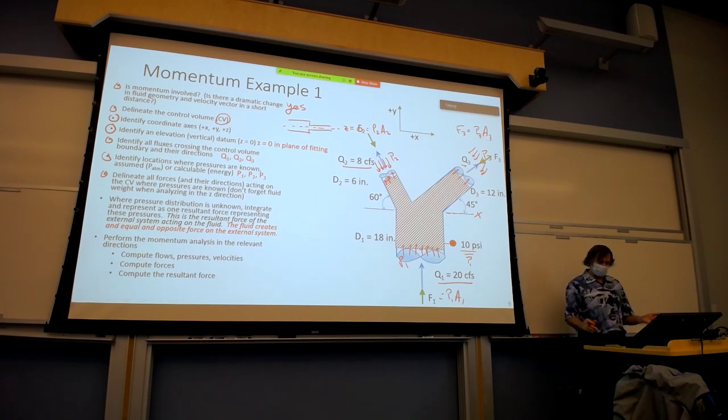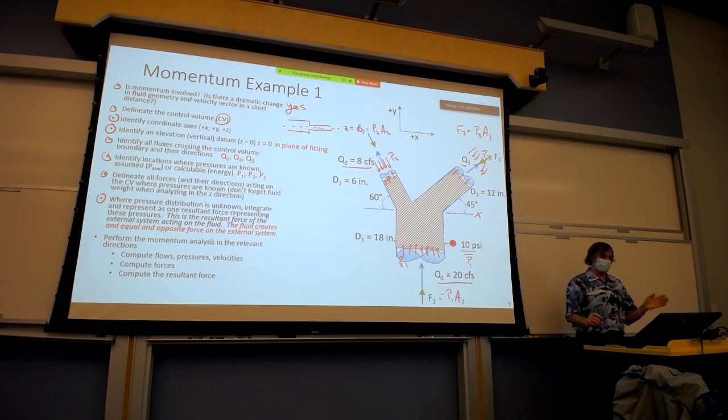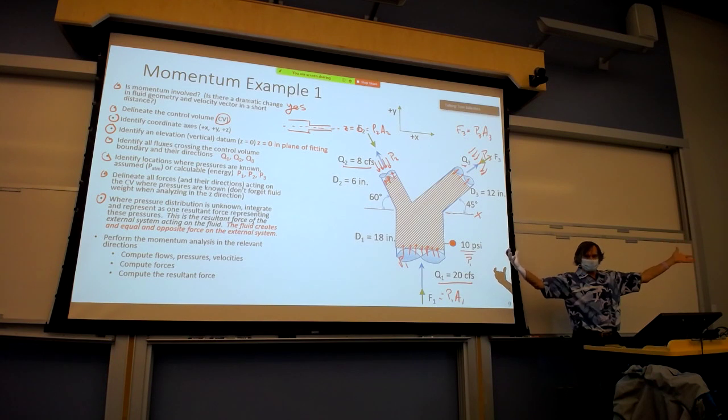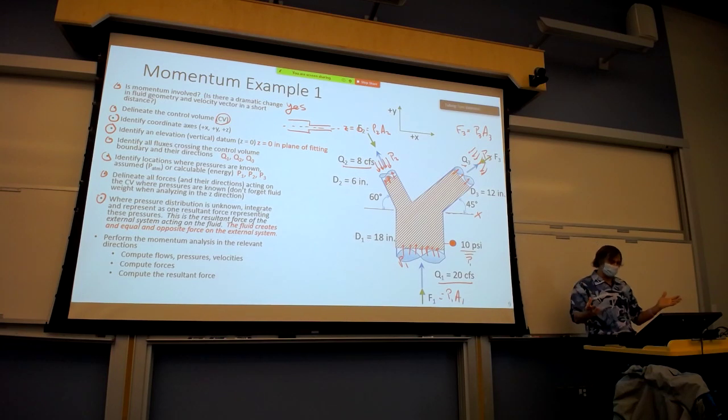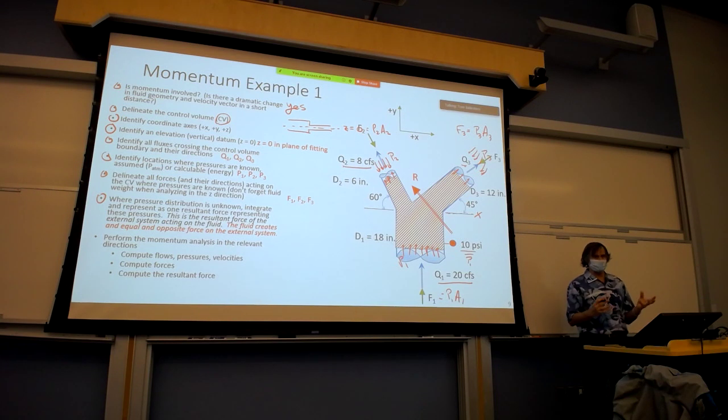Okay, so we have those forces now, and they're all where we know the pressures. The next bullet, where the pressure distribution is unknown. And again, that's all over the inside of the pipe, away from P1, P2, P3. That's P1, P2, P3 is where we know the pressures. So in this case, we're going to have this resultant force R that represents all of this pressure distribution we don't know.